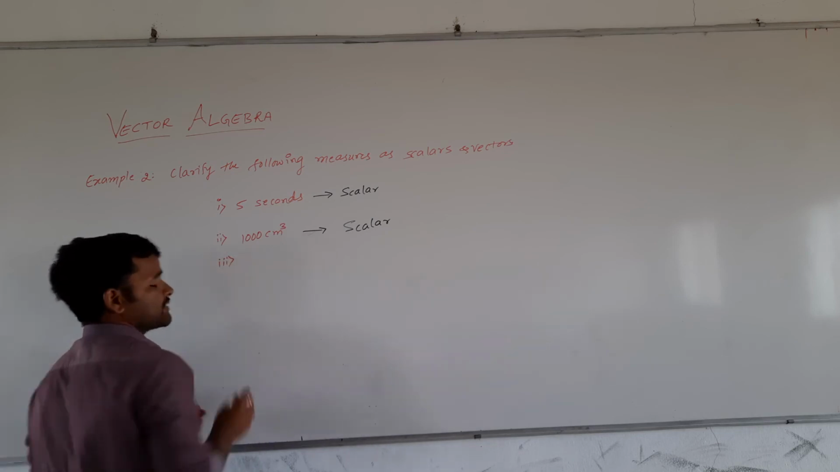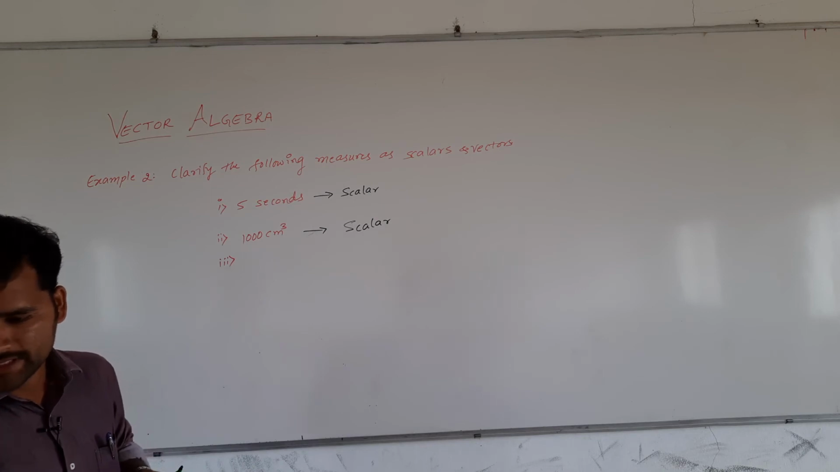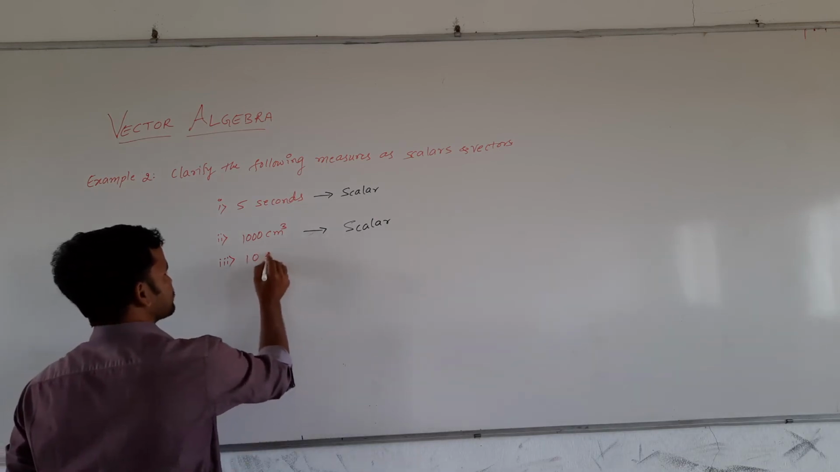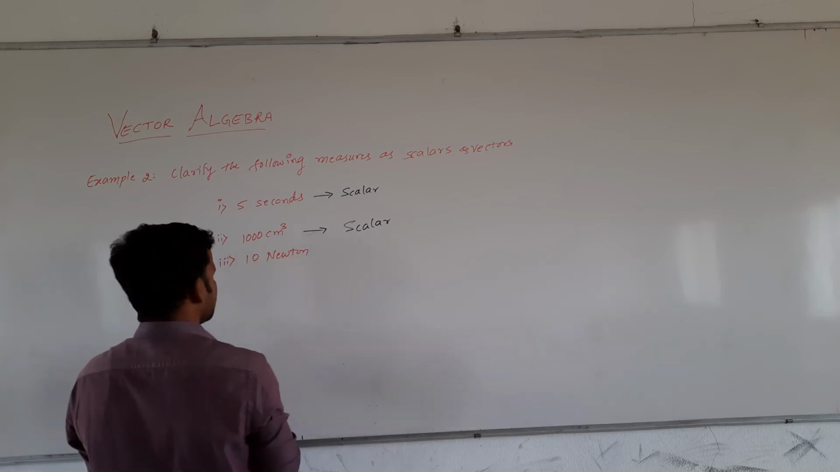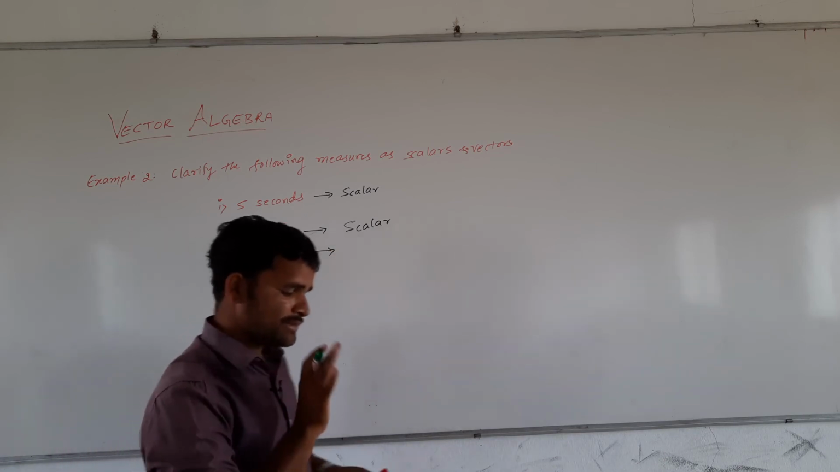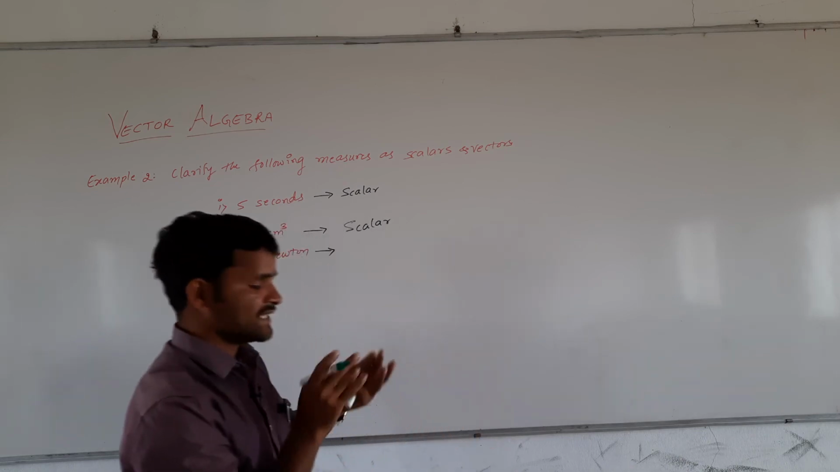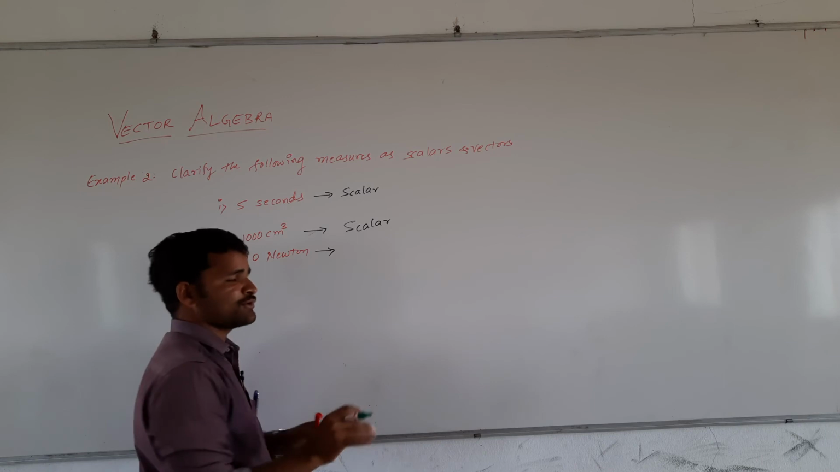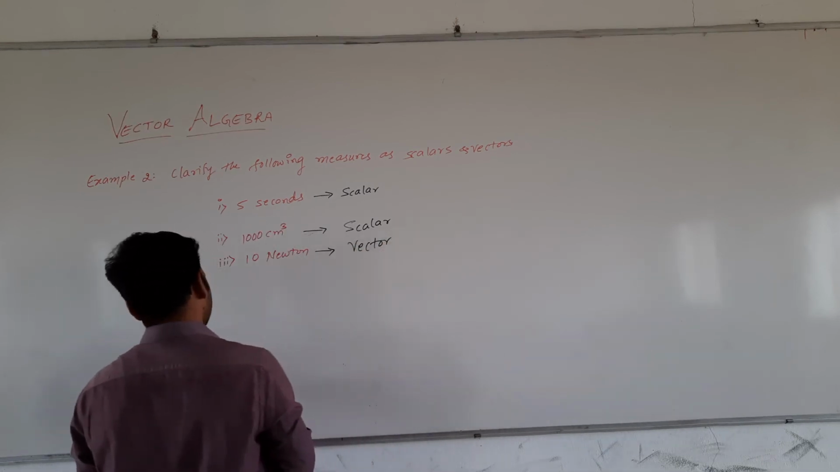Now, coming to the third one. Third one is 10 newton. What is this 10 newton? 10 newton is a force. How will you apply a force? You will apply a force in a particular direction. So, it has a direction and a magnitude. 10 newton is a force, which is a vector quantity.